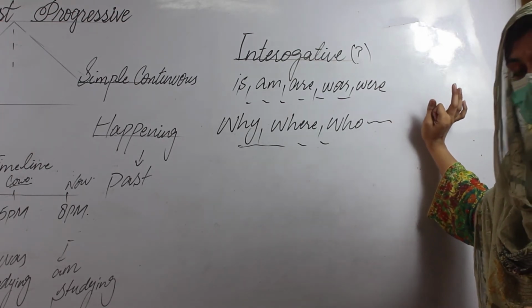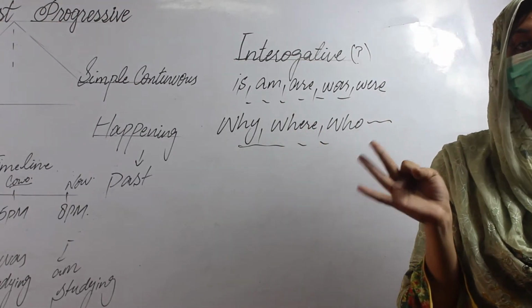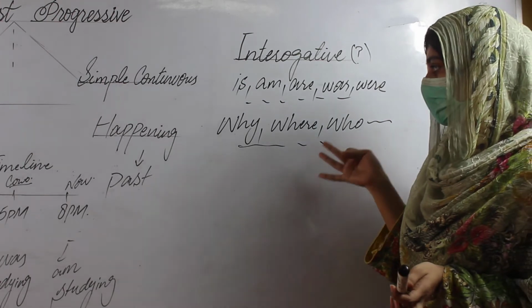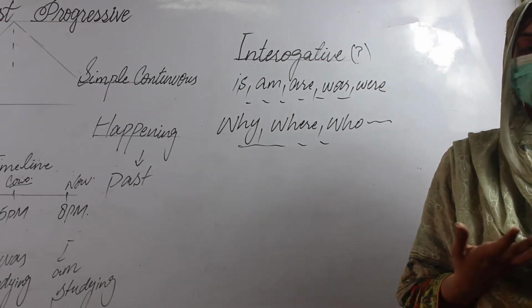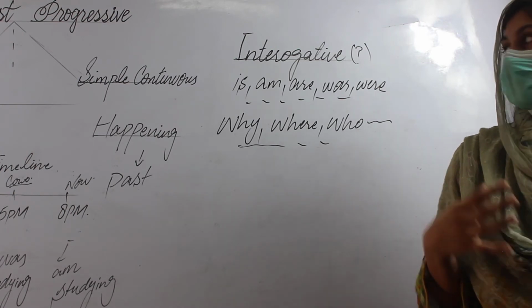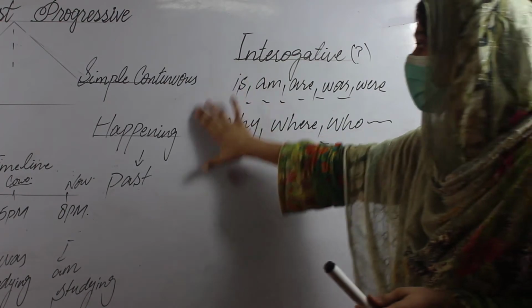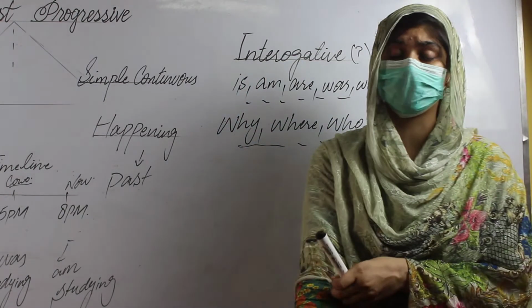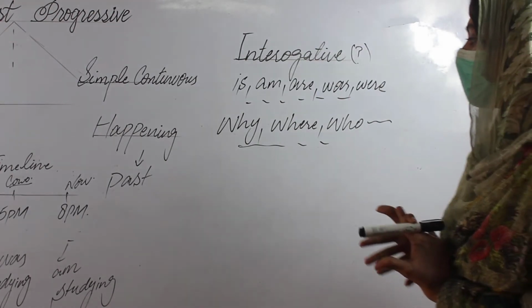These are called the helping verb, as well as the be form verb, as well as the auxiliary verb. Second one, the WH family: why, where, who. They also start at the beginning of your statement. These are called the interrogative. If the statement starts with these words, you can easily say that this one is an interrogative statement. You have to convert it according to the interrogative criteria.